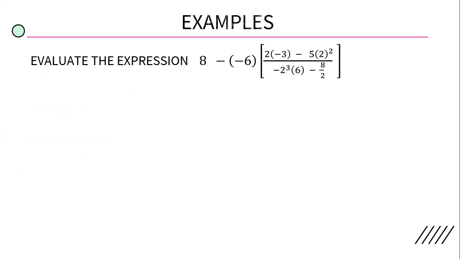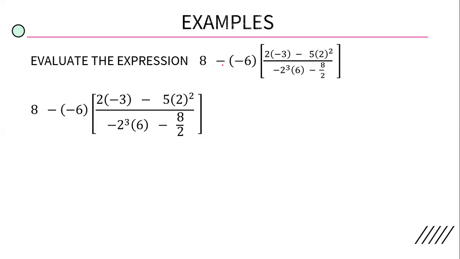Next example. Here we have 8 subtracting negative 6, open bracket, 2 multiplied by negative 3, subtracting 5 multiplied by 2 raised to the power of 2, divided by negative 2 raised to the power of 3. The negative is not raised to the power of 3, just the 2. And then we have 6, negative sign, 8 over 2, close bracket. So let's work this one.